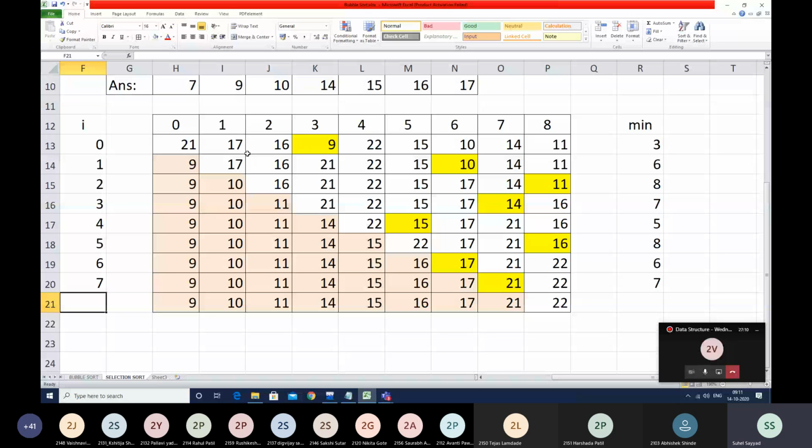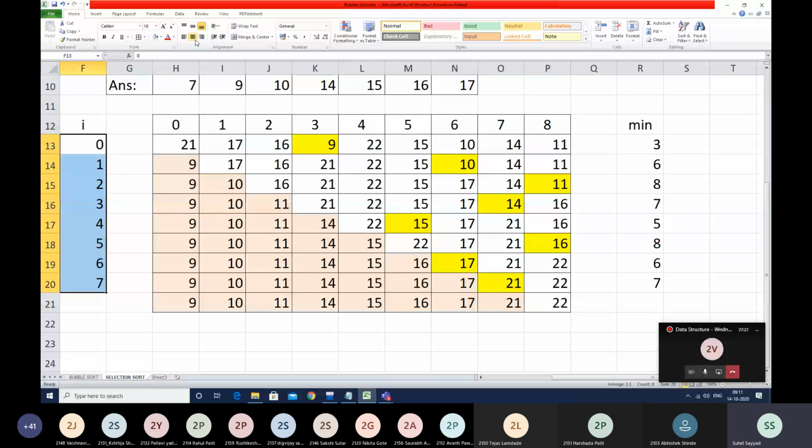So what is the total number of values? Total number of values are 8, so total 8 iterations are there. How many numbers are there in total? Total 9 numbers are there. So 8 iterations, with i in the form of 0 to 7. Now in each iteration we are supposed to find this min.